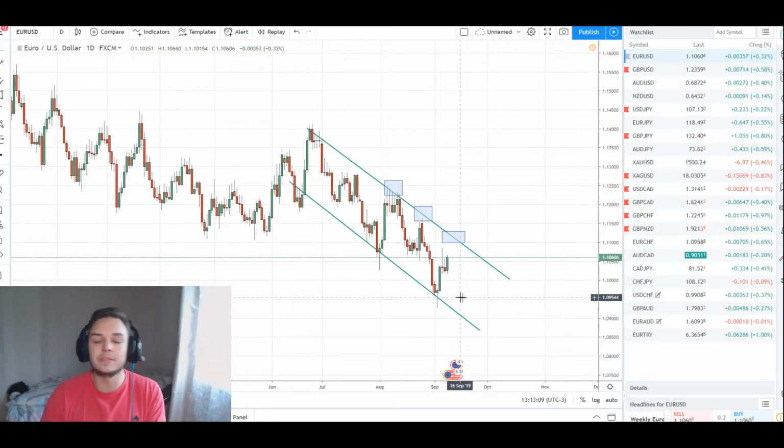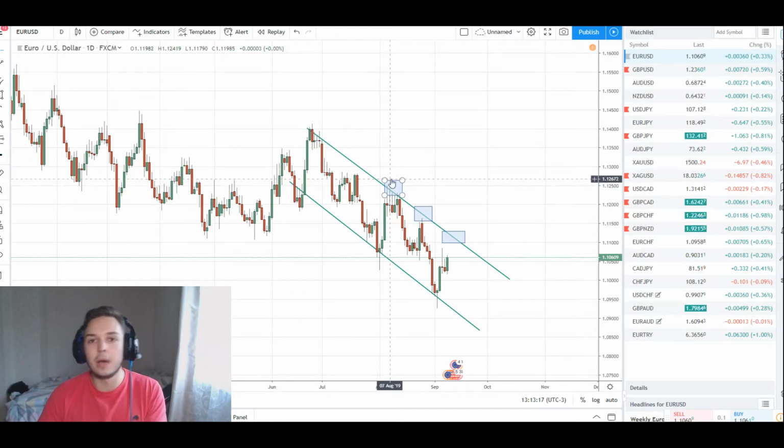But ideally we still want to wait for the market conditions to be perfect, and we really want to place trades in the downwards direction, because that's where the current trend is.